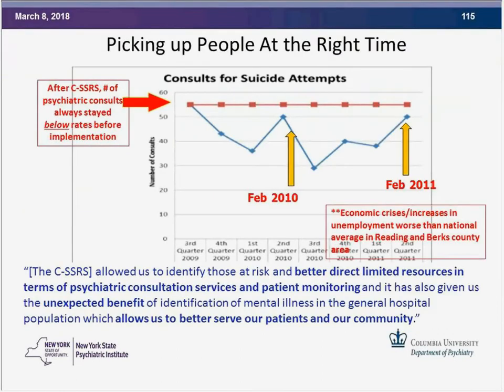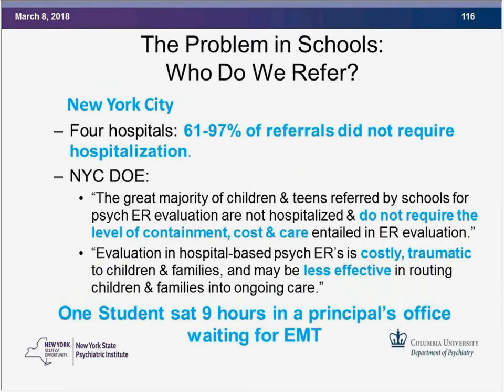And it is helping redirect resources to where they need to go. So this is a look at ER one-to-ones and psych consults in Reading Hospital before and after using the CSSRS. The red line is where it was before, and the blue line is where it was after. And so they were able to redirect millions of dollars, and so has a lot of other hospitals, by making sure just the right people get the one-to-one care that they need.